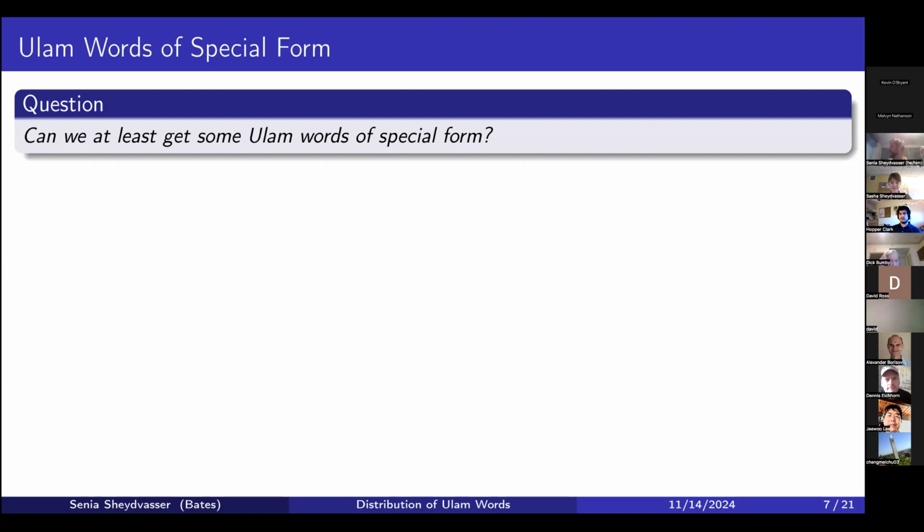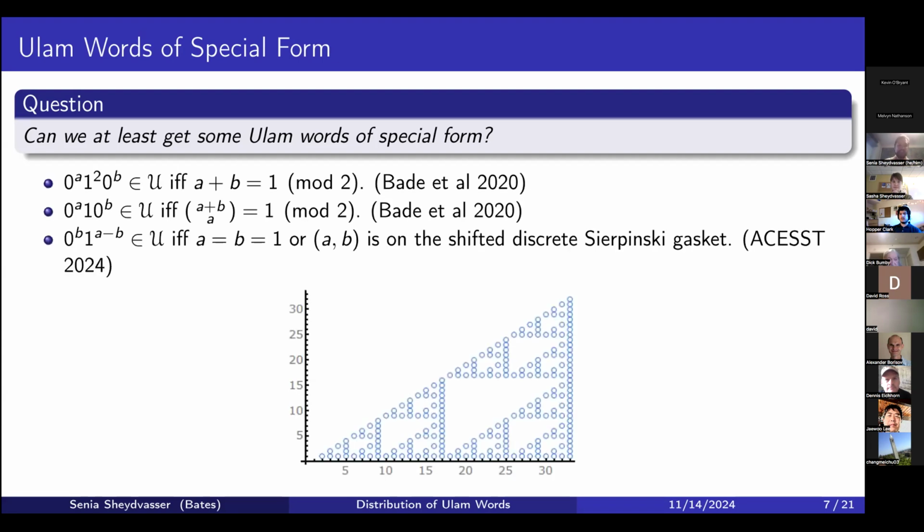Okay, so we don't have a good handle of what Ulam words look like in general or how many there are. Can we at least improve on the constant in this lower bound? Can we get it up a bit higher? Maybe we can do this by getting various types of Ulam words of special form. The answer is that, yeah, there are various things that we can do.